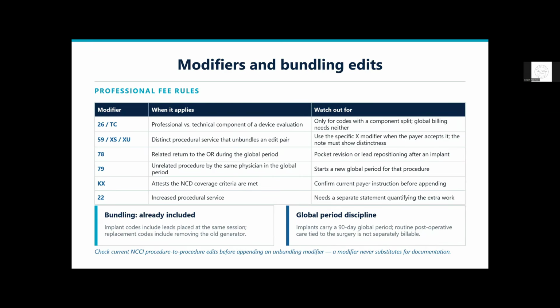Implant codes include leads placed at the same session. Replacement codes include the removal of the old generator. Always check your NCCI edits, and a modifier never substitutes for documentation.